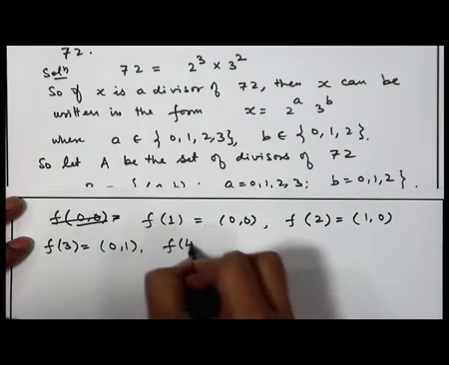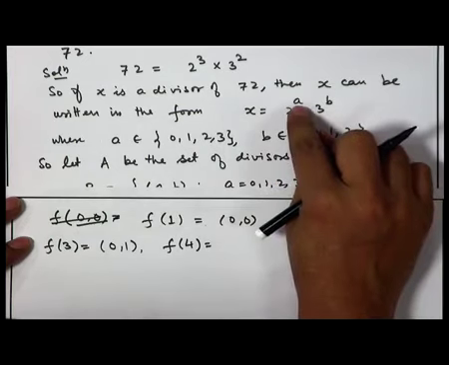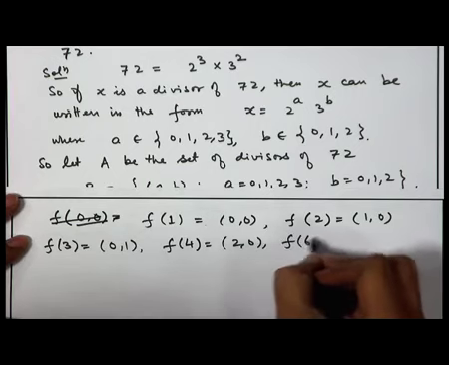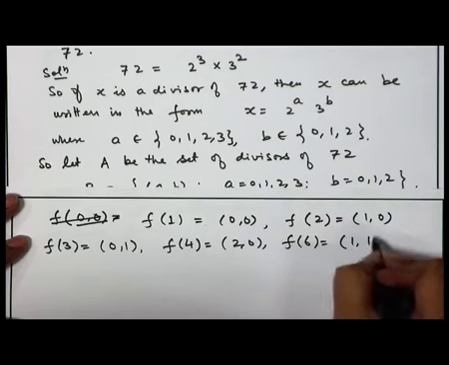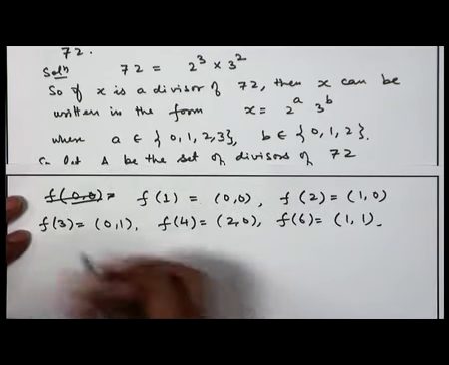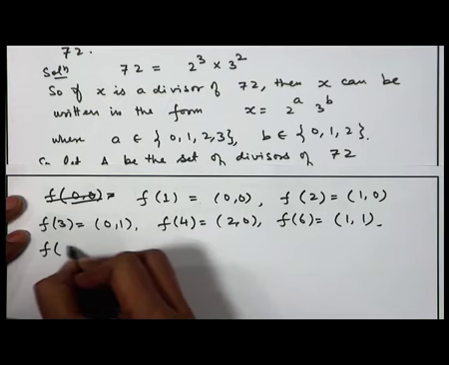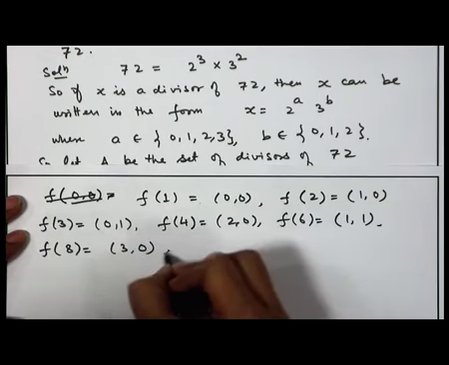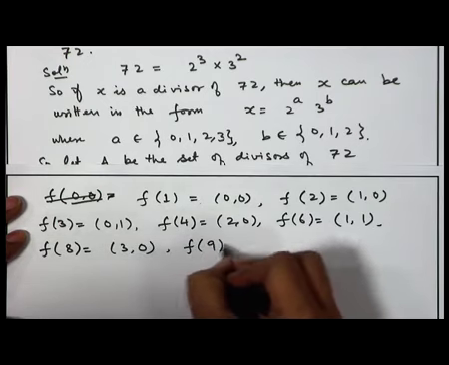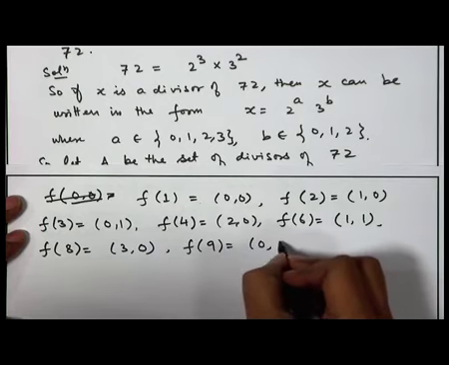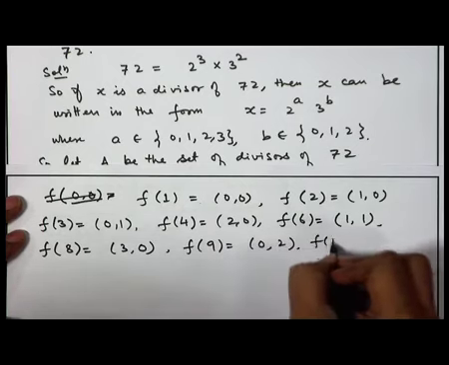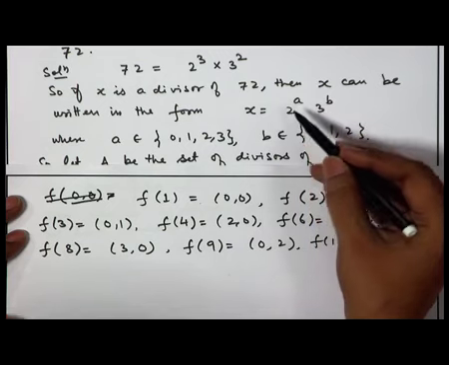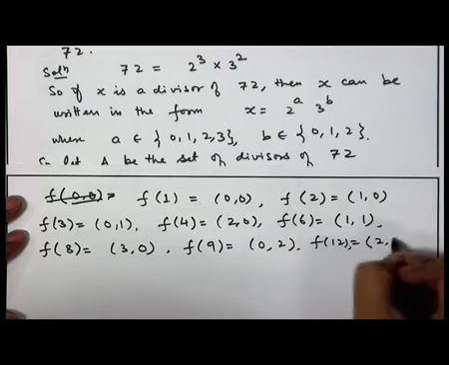If I consider divisor 4, then that is corresponding to A is equal to 2, B is equal to 0. If I consider divisor 6, then that is corresponding to A is equal to 1, B is equal to 1. Then if we consider the divisor 8, then that is corresponding to A is equal to 3, B is equal to 0. If we consider 9, then that is corresponding to A is equal to 0, B is equal to 2. If we consider 12, then that is corresponding to A is equal to 2 and B is equal to 1.